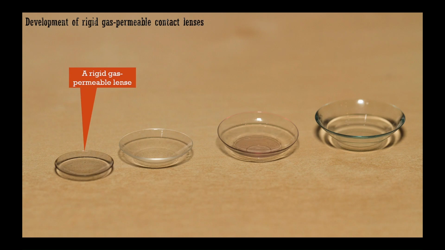In the 1970s, researchers sought to overcome the oxygen impermeability of early polymethyl methacrylate-based lenses, which was a major limitation. Rigid gas-permeable lenses were engineered from advanced materials, often incorporating silicone or other copolymers, that allowed oxygen to pass through while maintaining a rigid structure of the lens. This innovation not only improved corneal health and comfort, but also provided exceptional optical clarity.